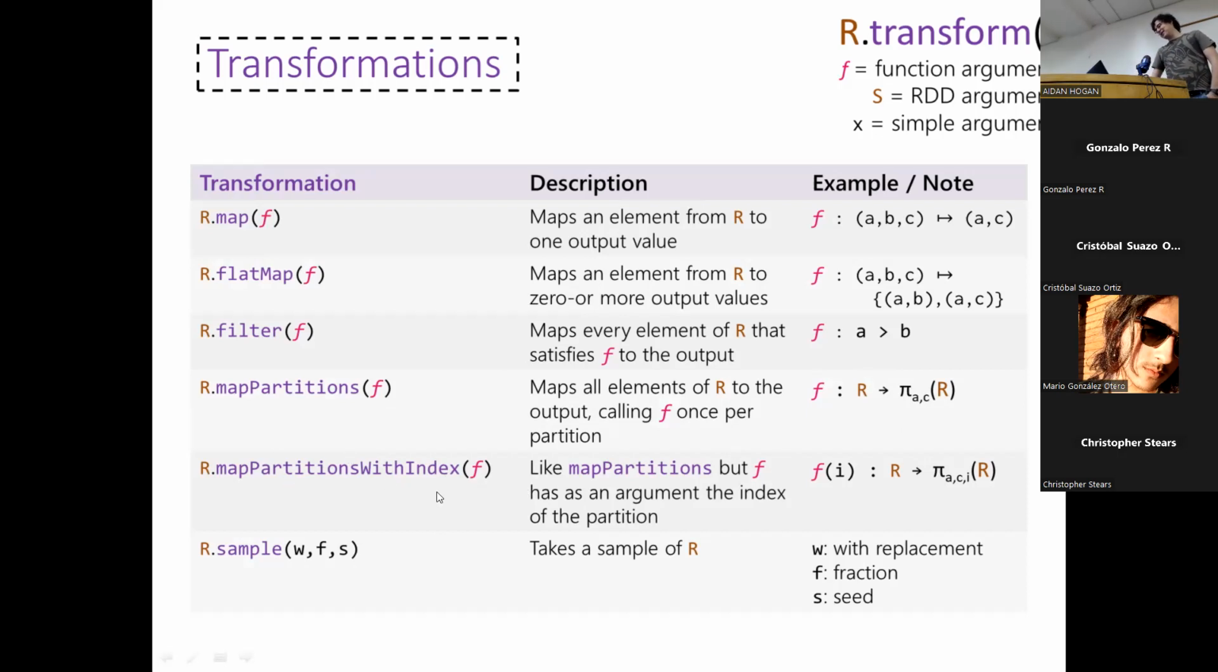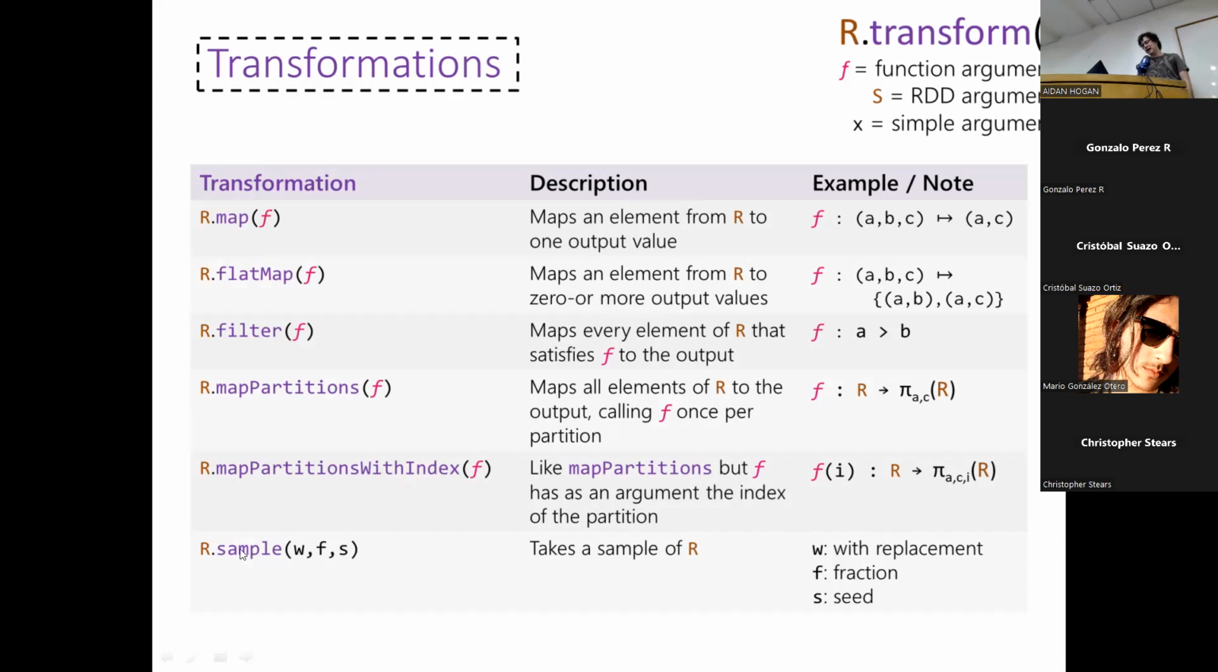Map partitions with index is quite similar, but we can also get the index of the partition as an input. So we can know, is this the first partition? Is this the second partition? What partition are we working with? Which is actually, I don't know why that's so frequently used. I don't really see a big use case for that, but okay.